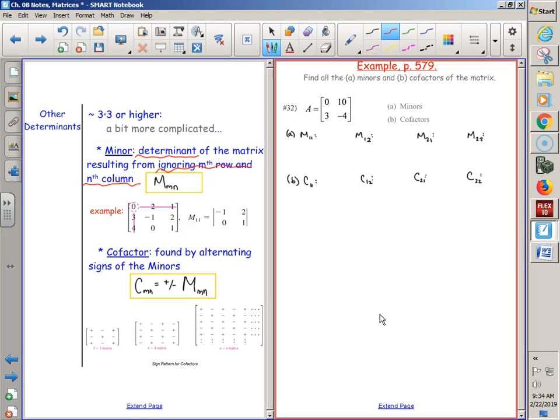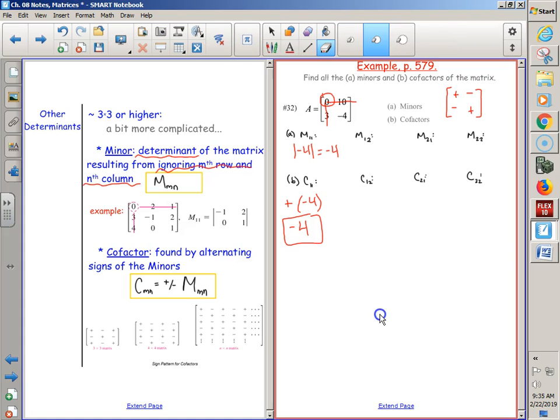So minor 1-1 would say ignore the first row and first column. Coming from the pattern, positive, negative, negative, positive. What spot is 1-1? Positive. So I'm going to do a positive times a negative 4 for my cofactor, so the cofactor is just negative 4.